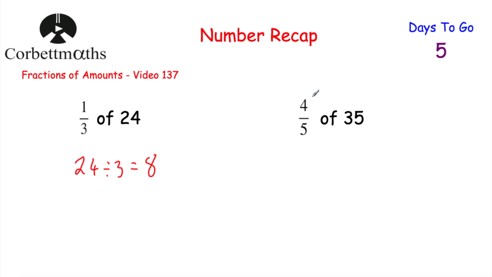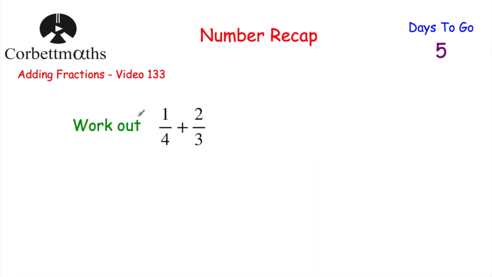If you've got a fraction where the numerator is not 1, so here we've got 4/5, you divide by the bottom and times by the top. So we're going to take our 35, we divide it by the bottom, so we do 35 divided by 5, that's equal to 7. And now we times by the top, so we take our 7 and we times by 4, and 7 times 4 is 28. So 4/5 of 35 would be 28. So in terms of fractions, divide by the bottom and times by the top, and that's it.